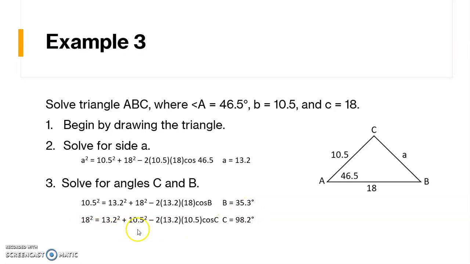Now you can see my calculations for angle C. I got 98.2. This was the formula. And that's it for this example. So if you have any questions about using the law of cosines, make sure you write them down.